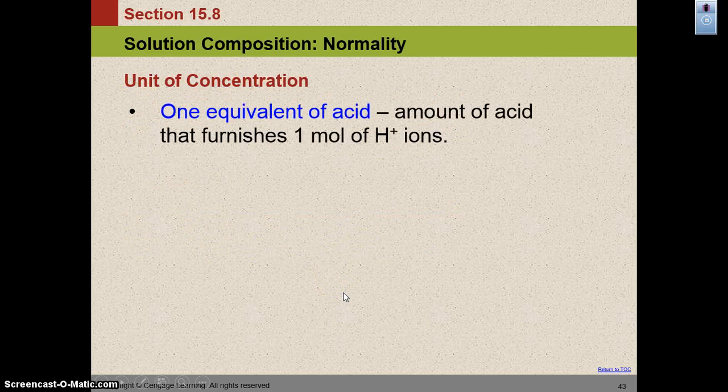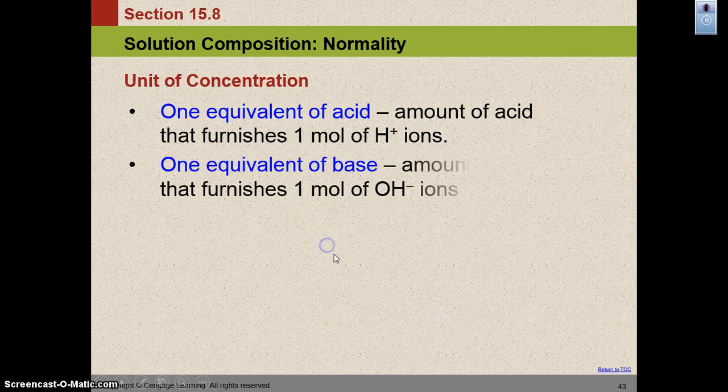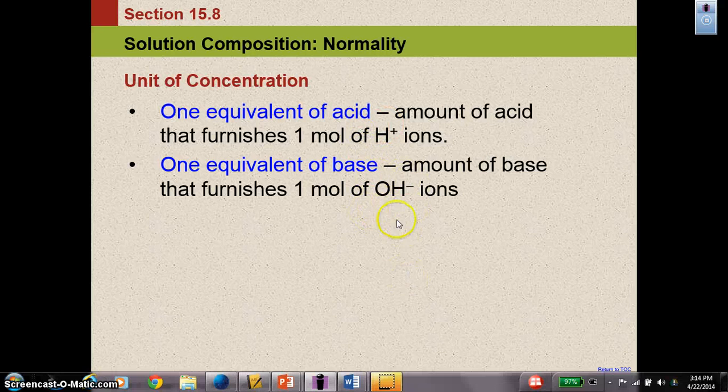Normality is a unit of concentration, and we talk about normality when we talk about acids and bases. One equivalent of an acid is the amount of acid that furnishes a mole of hydrogen ions. One equivalent of a base is the amount of base that furnishes 1 mole of hydroxide ions, because by definition, an acid is a hydrogen ion donor, and a base is a hydroxide ion donor. It gives up hydroxide ions. It accepts hydrogen ions. So it's a hydrogen ion acceptor and will split apart into hydroxide ions.